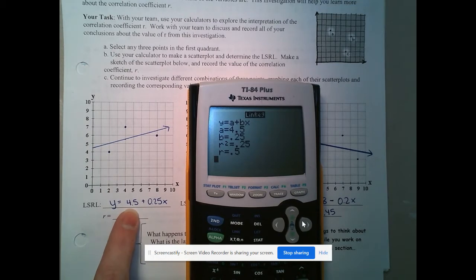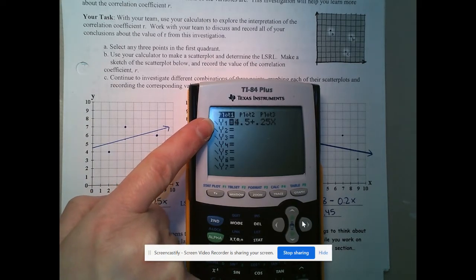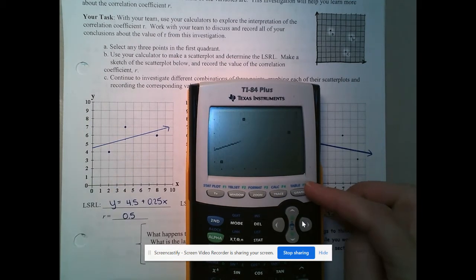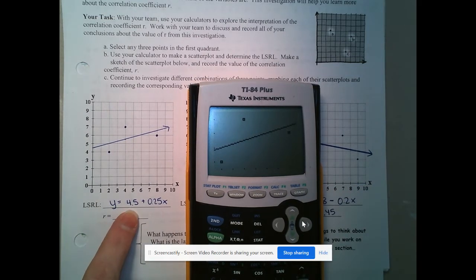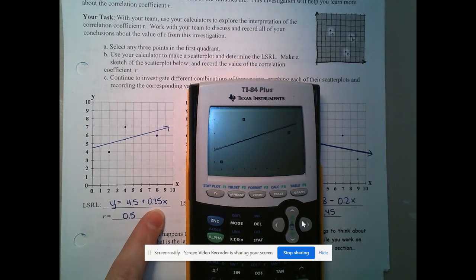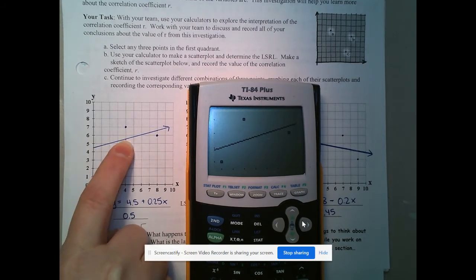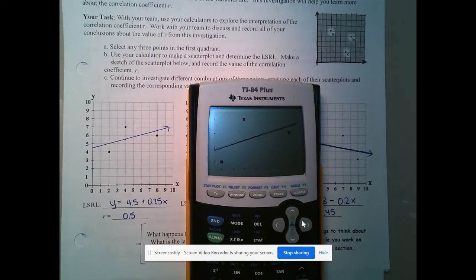Y equals 4.5, which is the intercept, plus 0.25x. Since it's been stored, we can hit y equals, and we can see the equation there as well. And if we press graph, we can see that that fitted line has been substituted for us. You can notice that I took the y-intercept of 4.5, and I took the slope of 0.25. Now, in my head, I thought of that as a slope of 1/4. So for every time I went up 1, I went right 4, up 1, right 4, and that's how I drew in my fitted line.